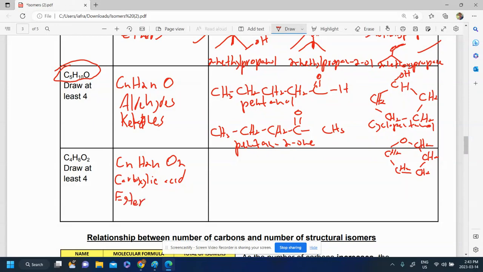So we can do a carboxylic acid with 4 carbons. So 1, 2, 3, 4. Double bond O, OH. We get H3, H2, H2. And so that's 4 plus 3, it's 7. Plus 1, 8. So we have a butanoic acid.